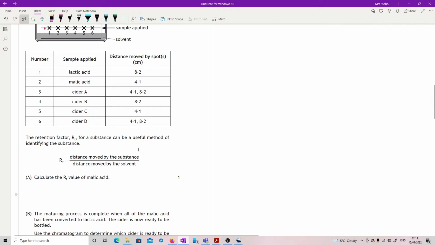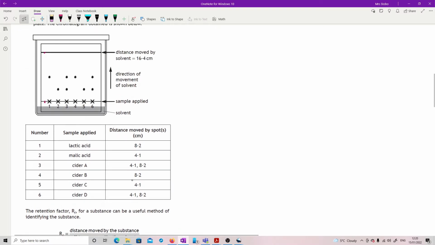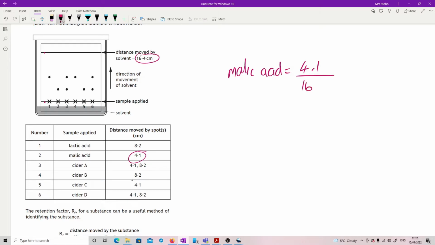Retention factor, the RF, is used an awful lot. This is the kind of standard thing you do with a chromatogram. Because it's a fraction, it means no matter how long the chromatogram is, that fraction would be the same regardless. Calculate the RF value for malic acid. We want the distance moved by the substance divided by the distance moved by the solvent. So for malic acid, the distance it travelled was 4.1 divided by the distance travelled by the solvent, 16.4, which is 0.25. And that's it. There's no units because it's basically a fraction.